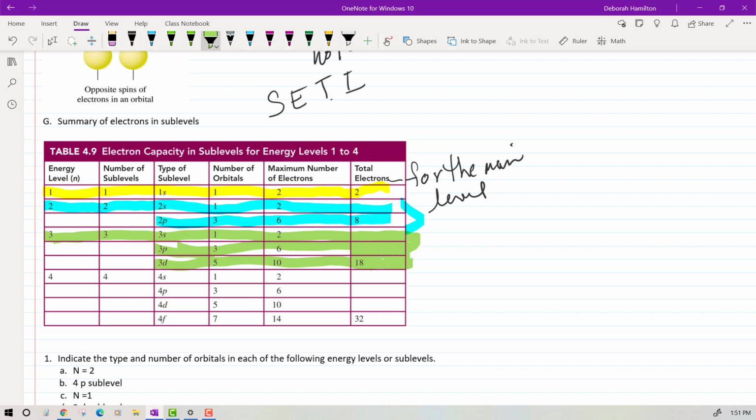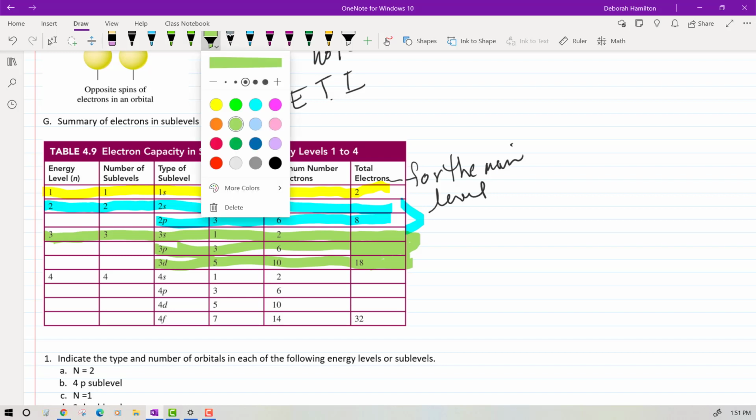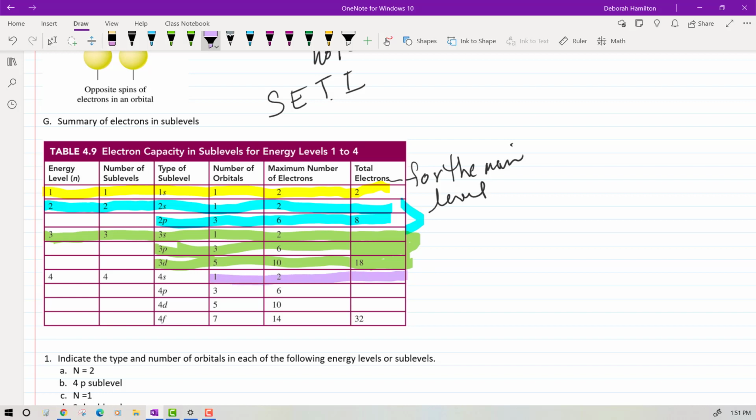Then we come down to this last sublevel that's showing. Notice it starts all over again. S sublevel first, then the P, then the D, now the F. The F sublevel comes in, and now look at how many electrons we can have at the fourth main level. So 2, 8, 18, and 32. Those are the total number of electrons for each main level.